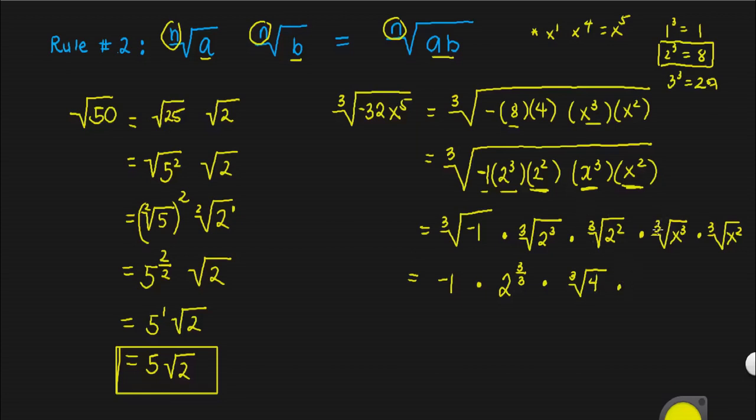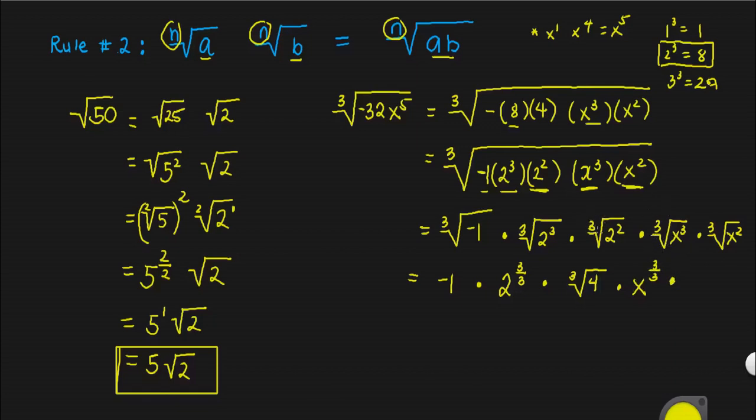What about this one? Cube root of x cube. And as you can see, when our exponent is equal to the index or greater than the index, then we can apply rule number 1. So we have x raised to 3 over 3.